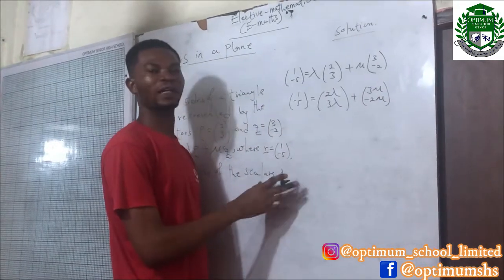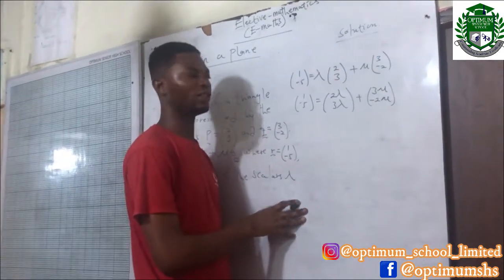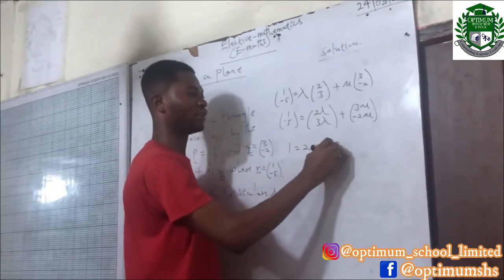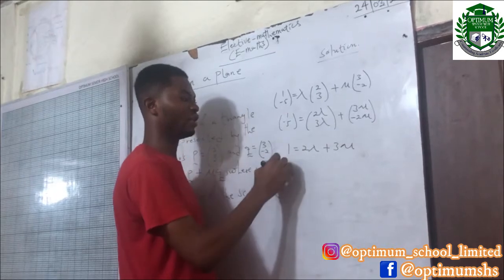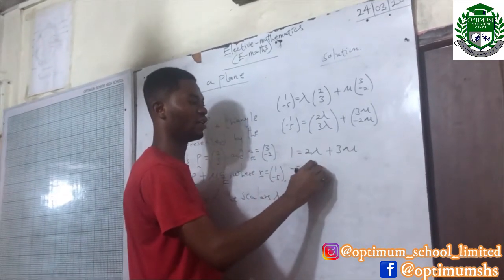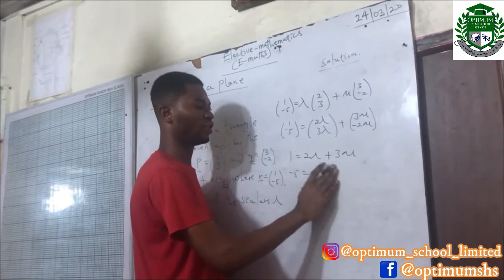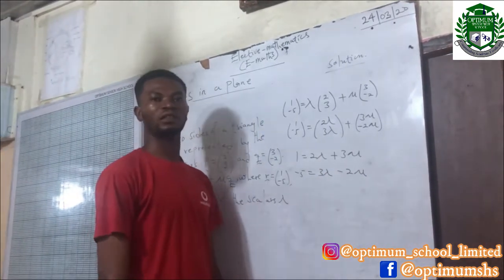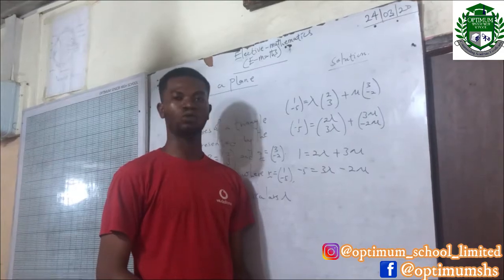Okay, from here we can equate them component by component, and we're going to have 1 is equal to 2 lambda plus 3 mu, and then here we're going to have -5 is equal to 3 lambda plus -2 mu. Realize that these are two equations with two unknowns.